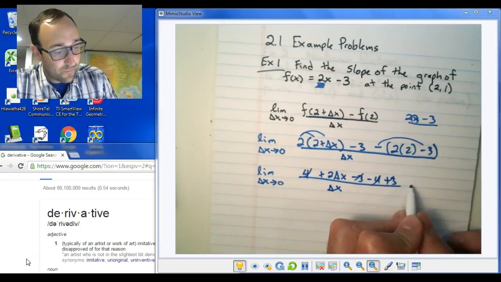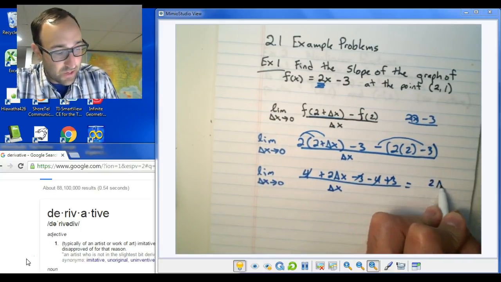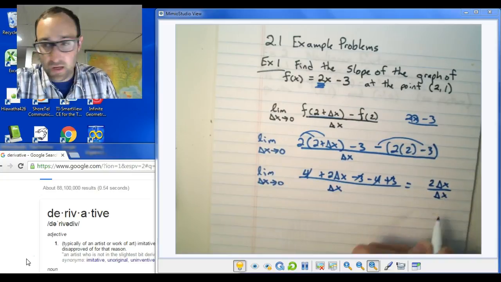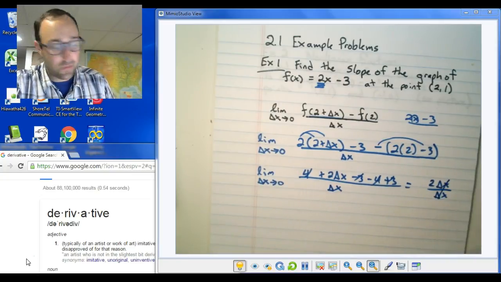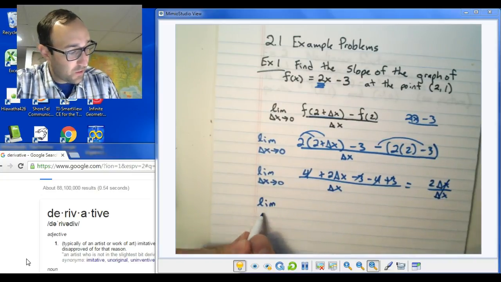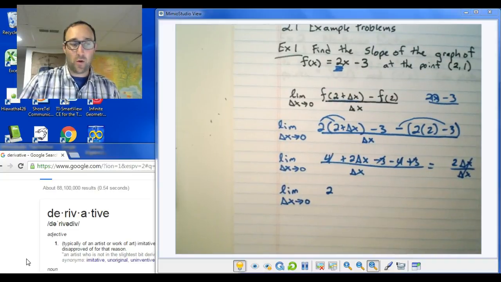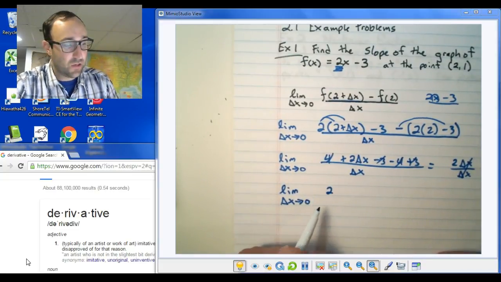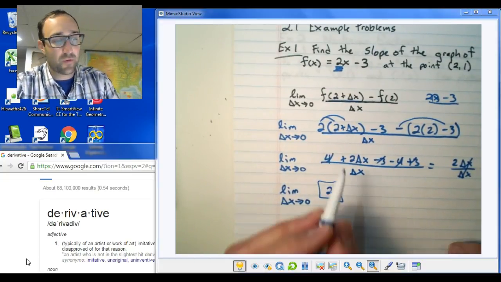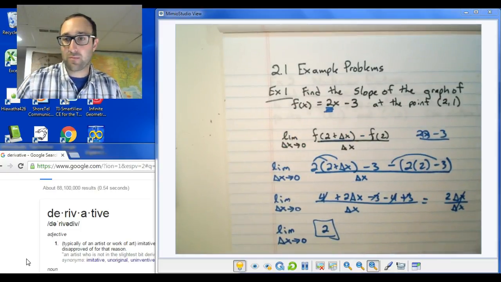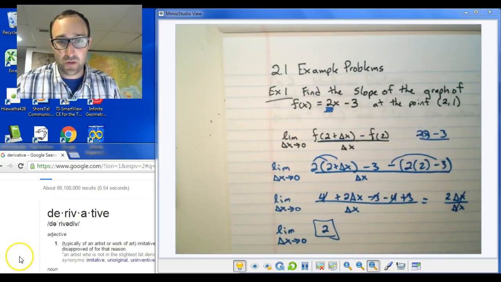So we've got really 2 delta x over delta x. And these cancel out, so we're left with the limit as delta x approaches 0 of 2. So what's the limit always going to be no matter what we have for x? It's going to be 2, which is what we said the slope was going to be right up there, right? Okay, now let's move on to the next one.